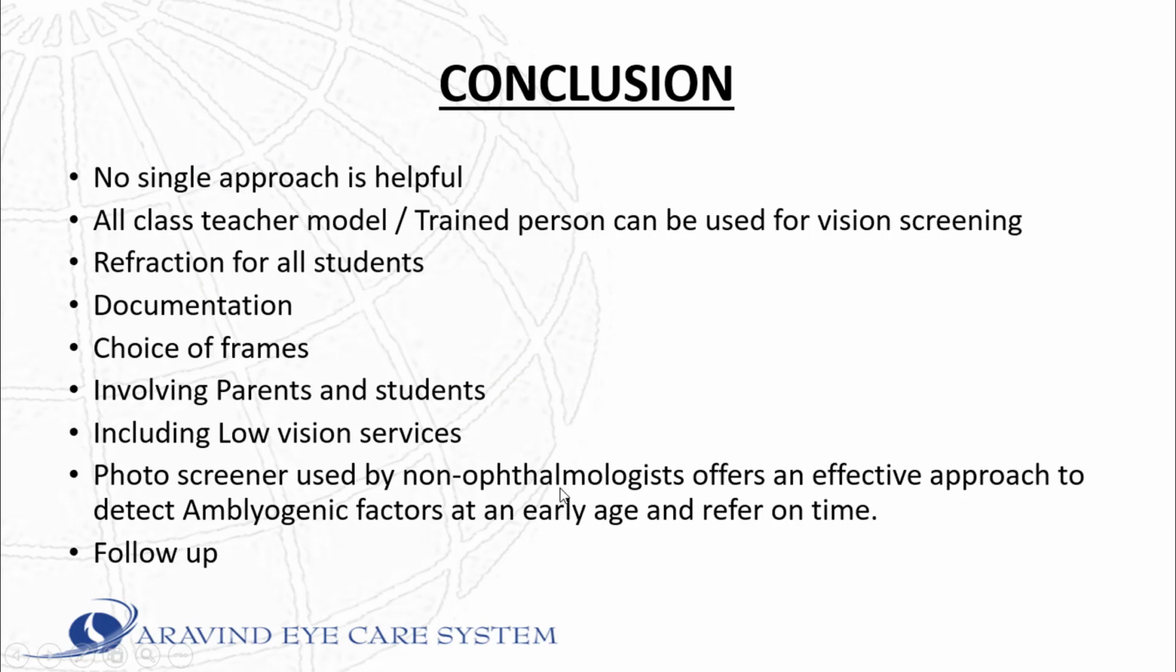And to conclude about screening for children, no single approach is helpful. It should be a multidisciplinary and holistic approach. A non-class teacher model or a trained person can be used for vision screening. Refraction should be done for all selected students, and documentation is better. Choice of frames should be there to improve compliance, and involving parents and students in the whole process is very, very important to improve compliance. Including low vision services can be done without much effort.